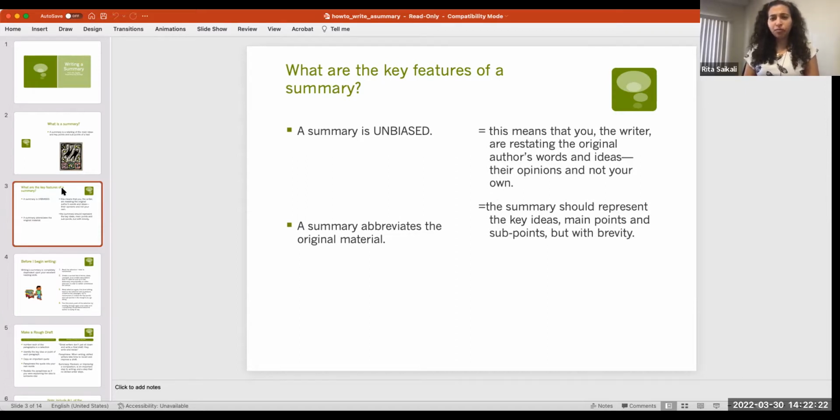All right. So in this writing, it says this means that you, the writer, are restating the original author's words and ideas, their opinions, and not yours. And another thing is that a summary abbreviates the original material. So if you're writing a summary about something, you don't take everything that was there and say it. You almost chop it up into a small piece. So that is what a summary is. You don't have to write an essay. If you're reading an essay, you have to take what you read and put it into more concise or smaller words. Any questions so far?